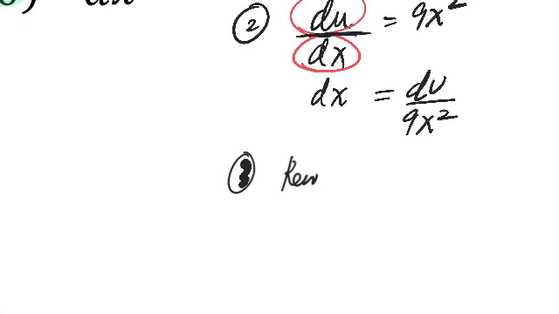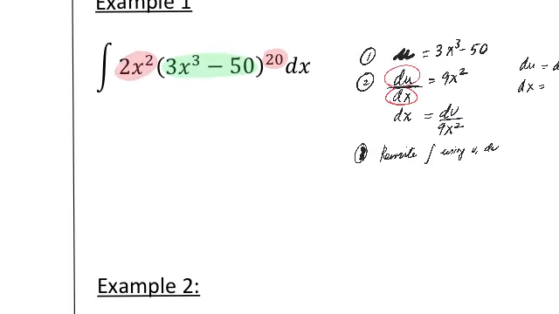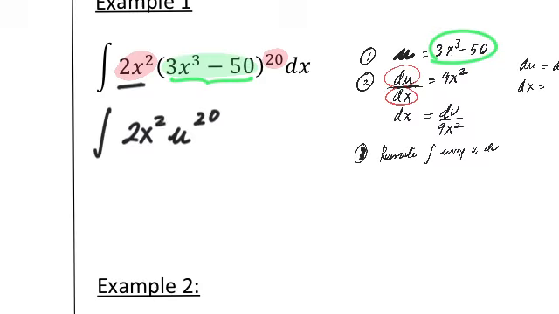So rewrite the integral using u and du. You want to end up just with u and du in your integral. So in this case, I come back here and I take the green thing, and the whole green thing is equal to u. So I'm going to call that u, and then I have u to the 20. And out here, I still have this 2x squared. I'm going to leave that in for a moment. And I'm going to put dx from here back in there. So dx is du over 9x squared. So I'll just put that in.